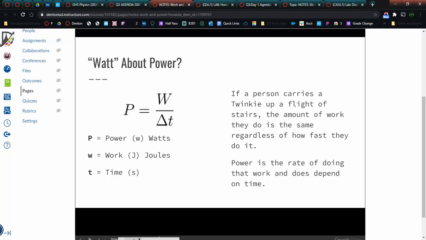So it says right here, if a person carries a Twinkie up a flight of stairs, the amount of work done is the same regardless of how fast you do it. Because in the end, the Twinkie started on the bottom floor, now it's on the top floor. It's gained what we call gravitational potential energy. So it'll gain the same amount regardless if you walk up the stairs, run up the stairs, fly up the stairs. It doesn't matter. It will have changed the same amount. But power asks how quickly did you do that work, right? And typically we think of things that display more power as being stronger, or bigger, which is often the case.